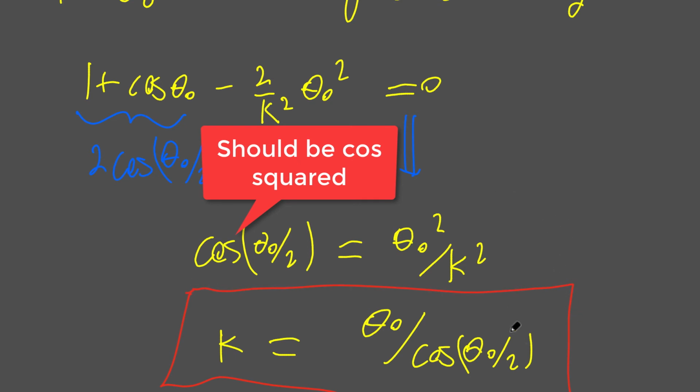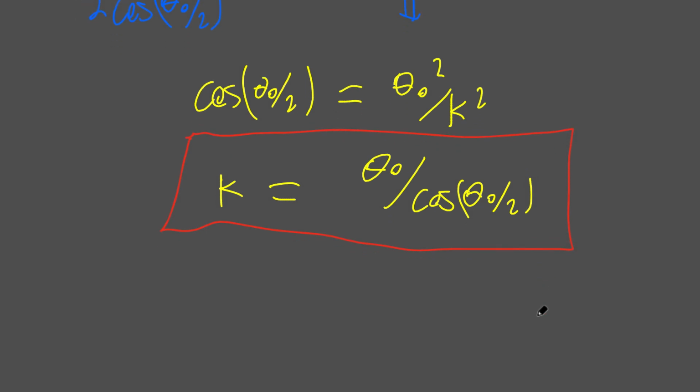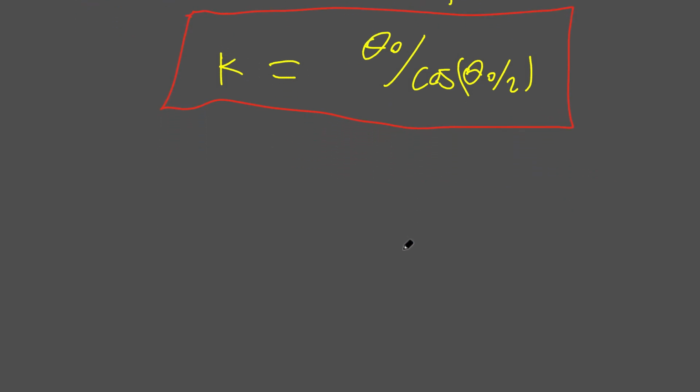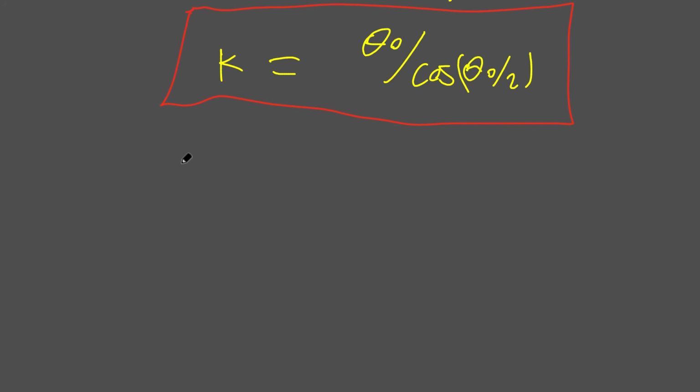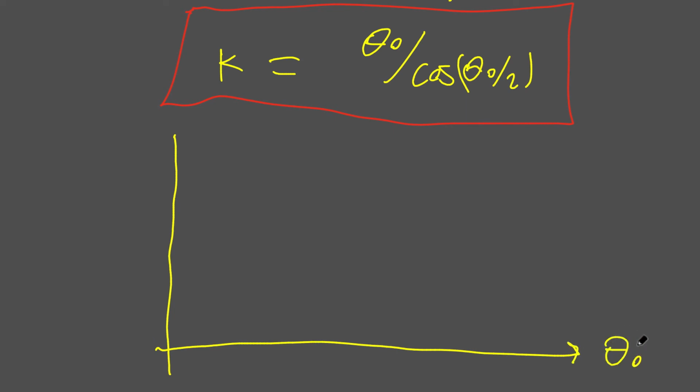Now in principle, we would like to solve this equation for theta naught, and it depends on k. I don't know how to do that, but what we can do instead is draw a graph. So this is theta naught, and this is k, and we'll draw this from theta naught equals 0 up to pi. And the curve looks something like this.